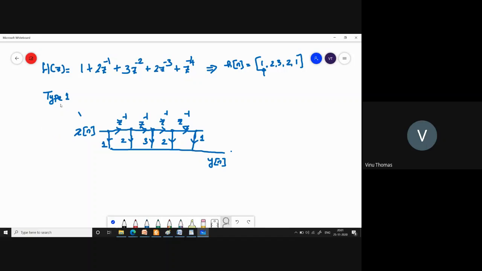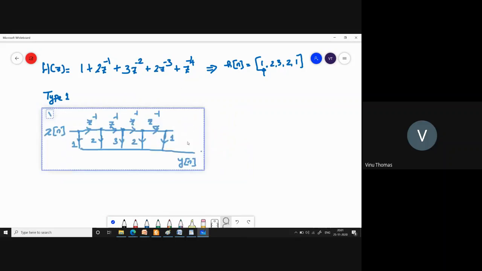So someone please tell me how many multiplications are required to implement this filter?